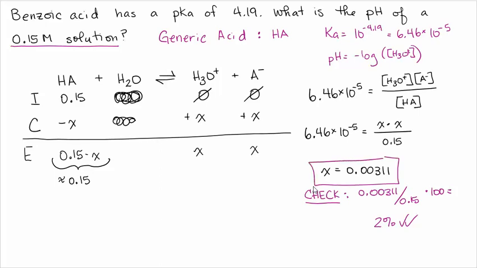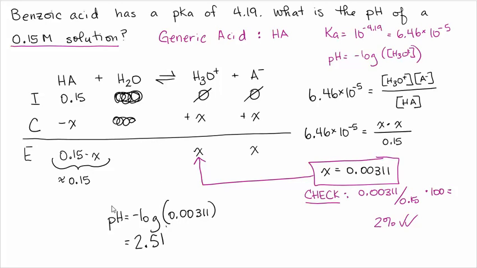So we know what x is. X is the concentration of hydronium. So we were asked, what is the pH of this solution? pH is the negative log of the hydronium ion concentration. Now we know what the hydronium ion concentration is. So the pH is the negative log of the hydronium ion concentration, which is 0.00311. So this pH is equal to 2.51.